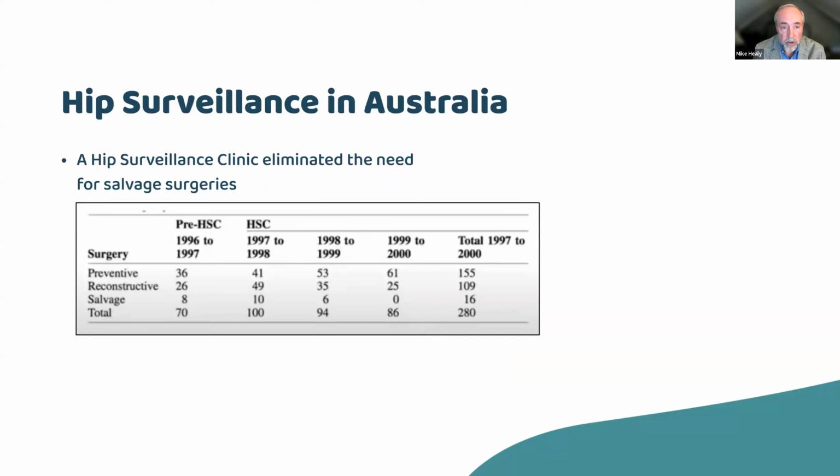We take that then to Australia and look prior to their hip surveillance clinics. In 96 and 97, they did a fair amount of salvage work as a percentage of their reconstructive work. If you start then to look across the years from the time they started that hip surveillance clinic, you'll see the number of salvage procedures go quickly to zero, and the number of preventative and reconstructive surgeries stay relatively consistent, and in fact become more preventative. So again, an indication that hip surveillance does have a meaningful impact.